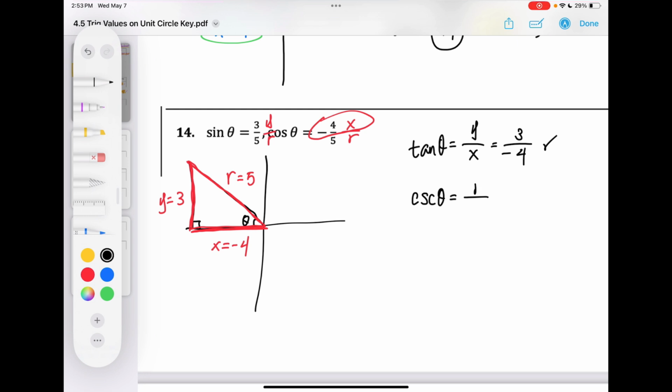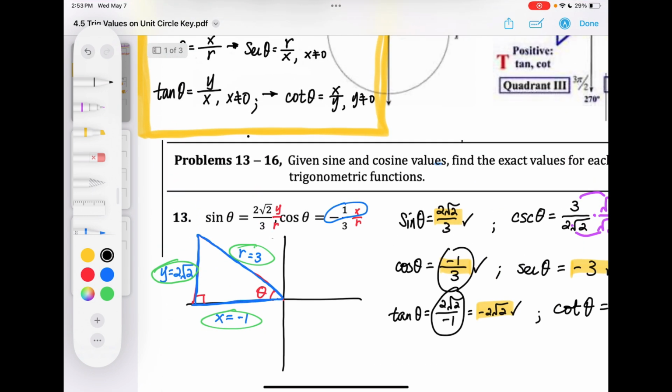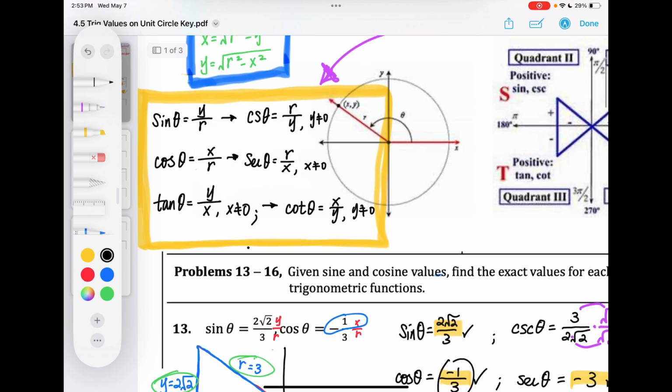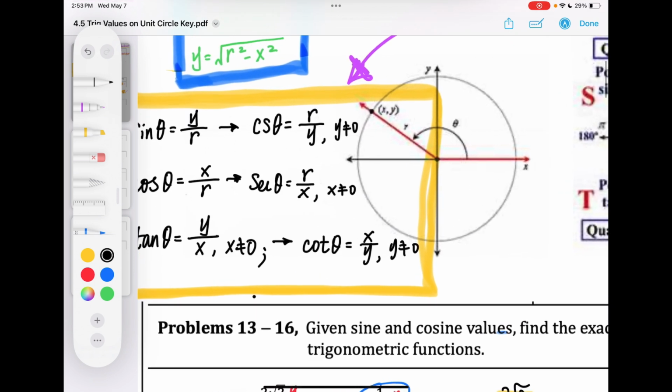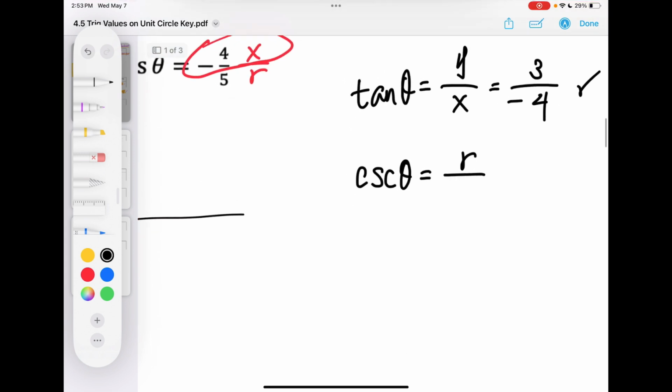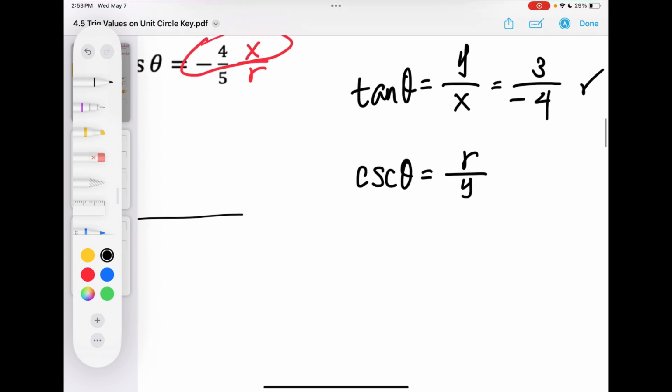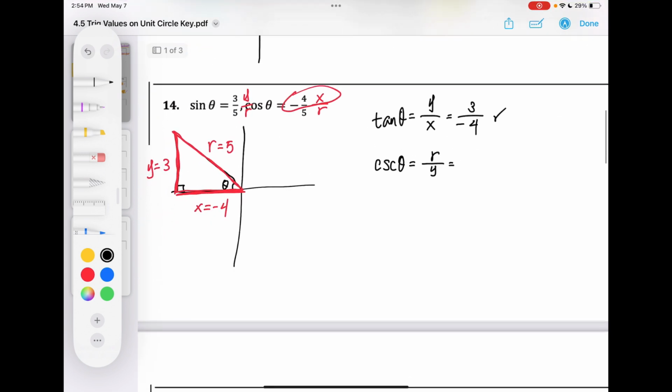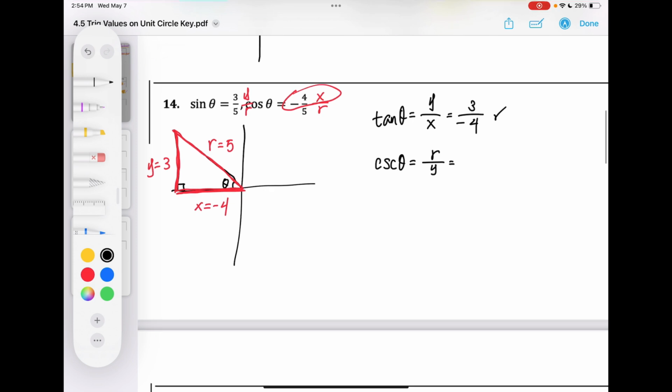And what will be my cosecant? Cosecant by the formula is equal to r over, make sure you use your eagle eye. If you say, do I need to flip that, or can I just use the formula? It's up to you. You can flip that or you can just use the formula. So cosecant is equal to r over y. Use your picture. What you see is what you got. My r is 5, and my y is 3.